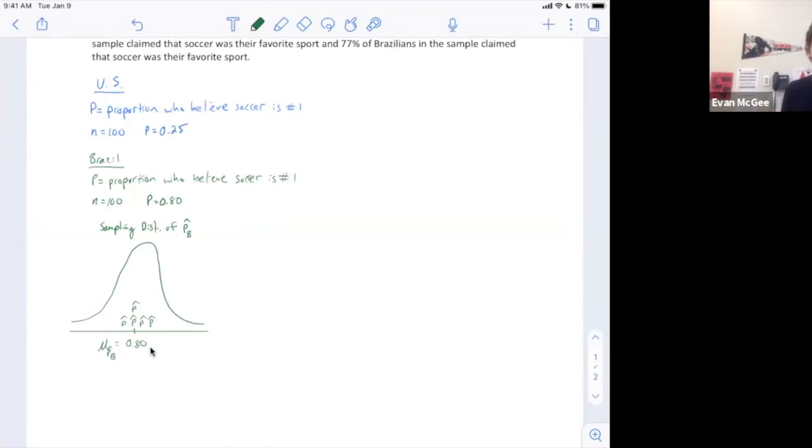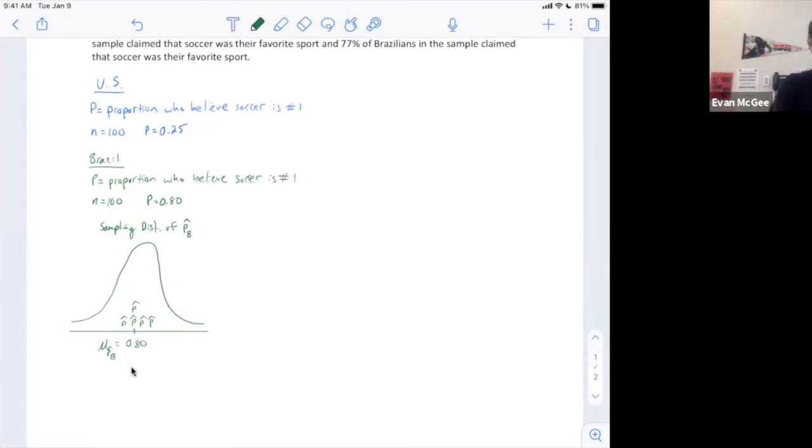The shape of this distribution, I know it's going to be approximately normal because of the large counts condition. Large counts condition says if we have 10 successes and 10 failures, which in our sample, we had a sample of 100, and we had 77 successes, which means we had more than 10 successes and more than 10 failures. So I know it's going to be approximately normal.